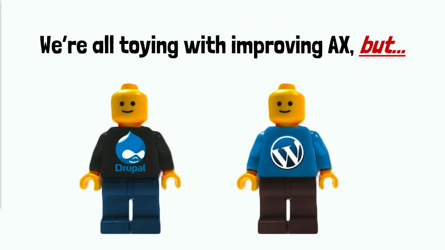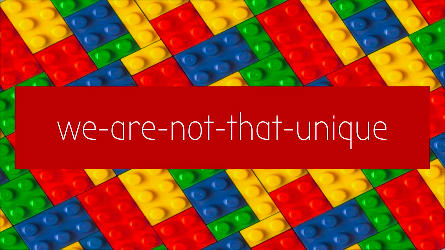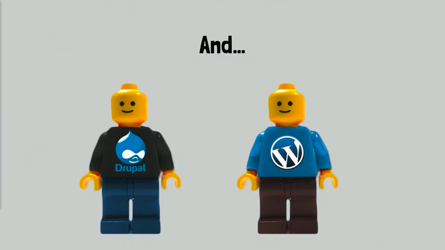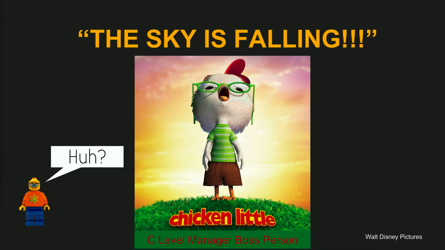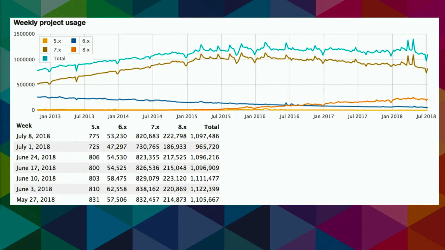So, in a less being a jerk sense, we're all toying with authoring experience, right? We're trying to create the ultimate authoring experience to give to someone to sell so that they don't talk to us on the phone anymore. And we're not that unique in this problem. And how do I know? Well, it's because the sky is falling. The C-level manager boss person knows that the sky is falling. Why do I know the sky is falling from the C-level manager boss person?